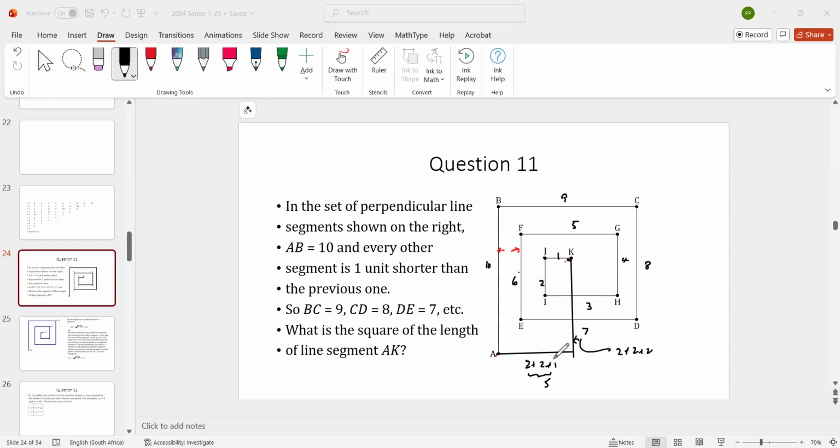Right? Because from here to here is 2, from here to here is 2, from there to there it's 2, so it's 6. So therefore you've got AK squared by Pythagoras is 5 squared plus 6 squared. 25 plus 36 is 41. All right. So it's a matter of trying to see what we are doing here, how to calculate AK.